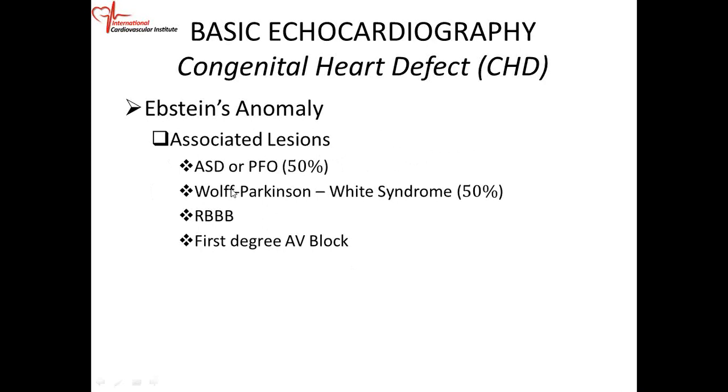You may also have what we call Wolff-Parkinson-White syndrome, an electrical problem where you have an accessory pathway, an abnormal conduction between the atrium and the ventricle. That's what Wolff-Parkinson-White syndrome is. You can also get a right bundle branch block on the ECG, or you may get a first degree AV block.